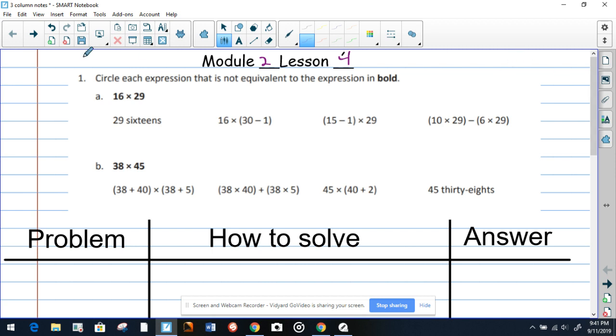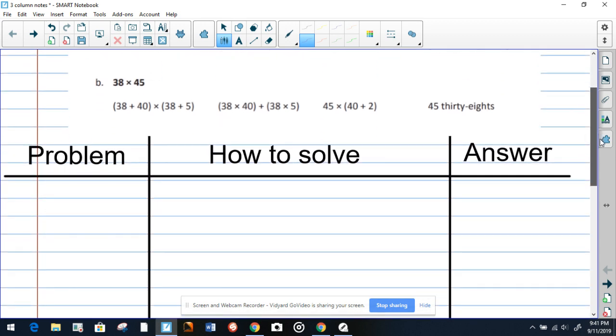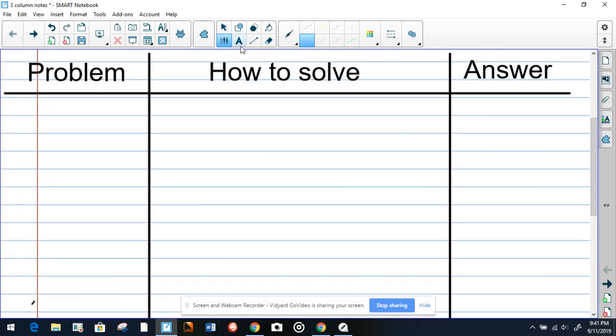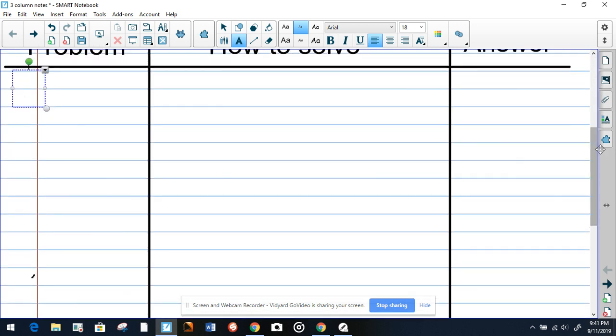This one is asking us to circle each expression that is not equivalent. Let's underline that: the expression that is not equivalent to the expression in bold. This is our bolded expression. So now what we're looking for are things in this way. 16 times 29. So this is what you need to start getting in your head, how to do these things. 16 times 29. So there you have it.